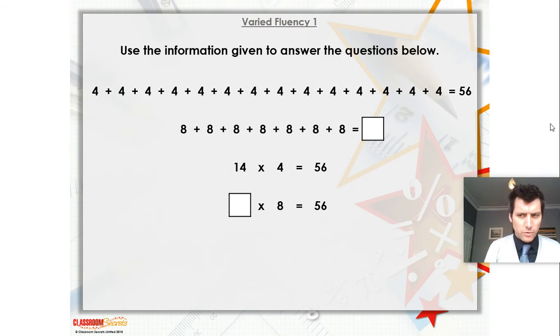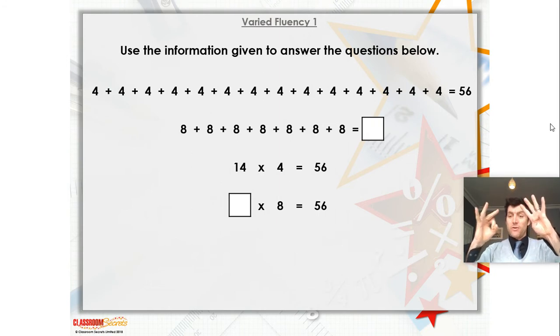Well, I've said that double is the same as the inverse of half. So, well, if it's 14 lots of 4, how many lots of 8 would it be? Would it be 28 lots of 8, or would it be half as many? Because 4 is half as big as 8. So if I double 4 to make 8, then I halve my 14. So it's 8, add 8, add 8, add 8, add 8, add 8, add 8. So it's 7 lots of 8, which makes 56.